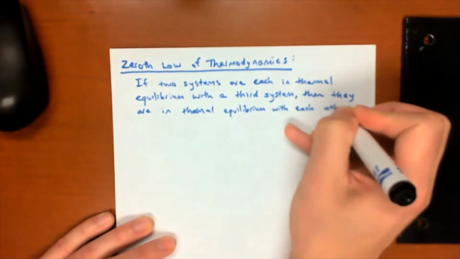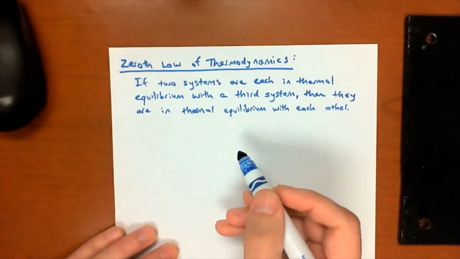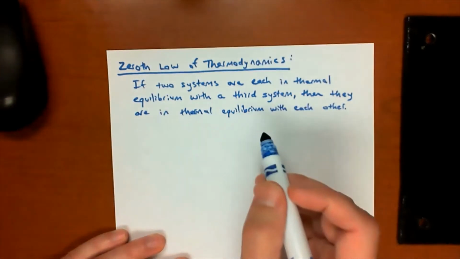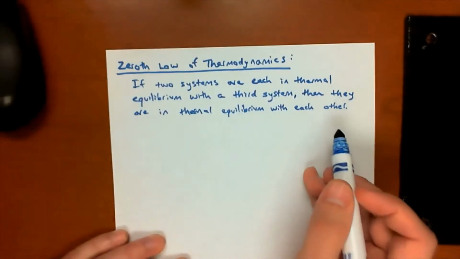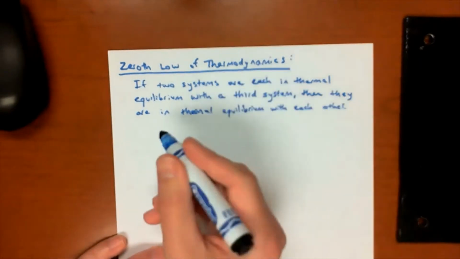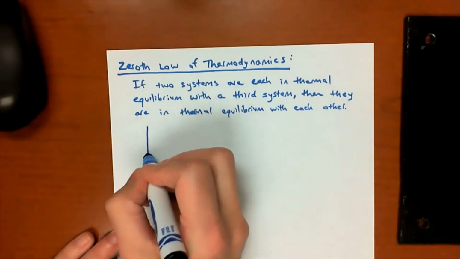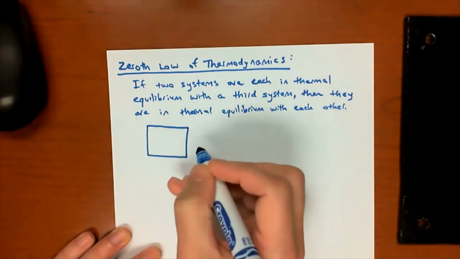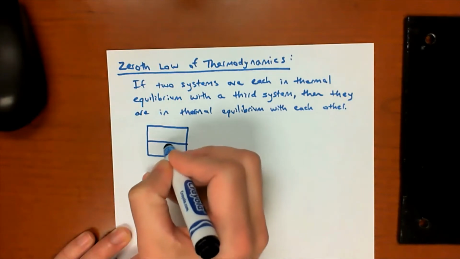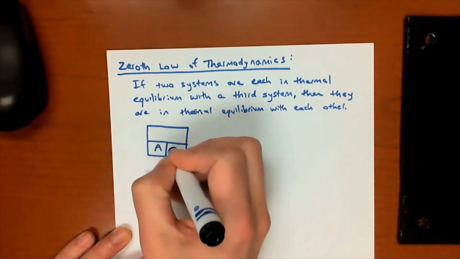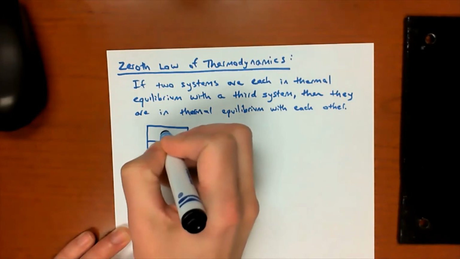So this is basically what we're saying here: if A equals C and B equals C, then A equals B. Let's draw three systems, or just three bodies, because that's a simple system. Let's say this is body A, this is body B, and this is body C.